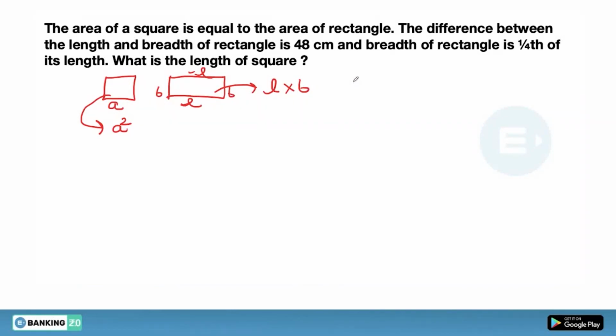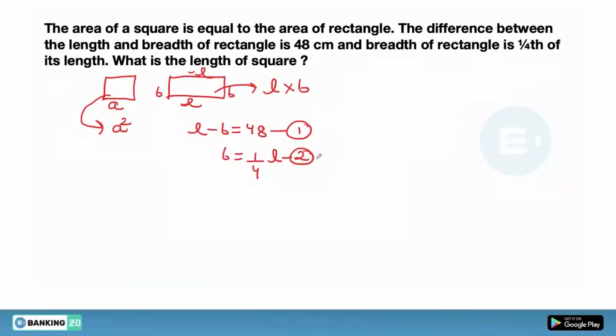What is the next condition that is given? The next condition is the difference between the length and breadth of the rectangle is 48 centimeter. That means L minus B is equal to 48 centimeter. Let it be our equation number 1. Now, see, breadth of the rectangle is 1/4 of its length. This means that B is equal to 1/4 of L. Let it be equation number 2. Fine. Now what is asked? We are asked what is the length of the square. So let's try to solve this.